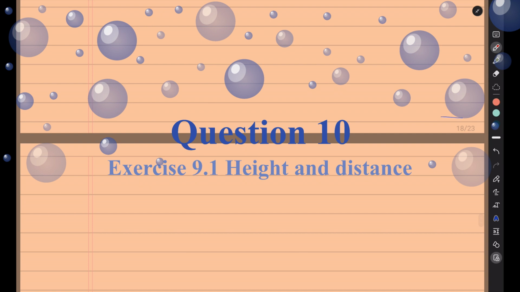Let us take another question, which is question number 10, which says: two poles of equal heights are standing opposite each other on either side of the road. Okay, so there is a road. So we need to make a figure in basically a kind of isometric view.